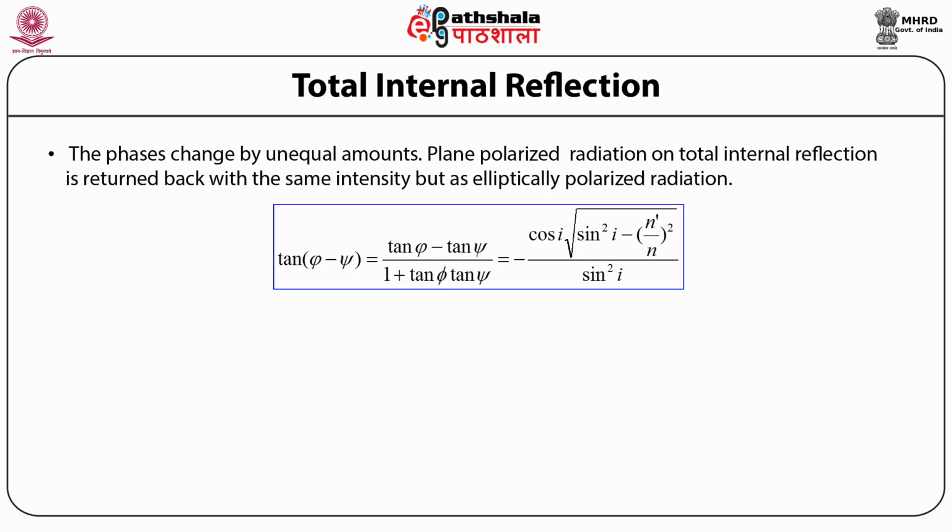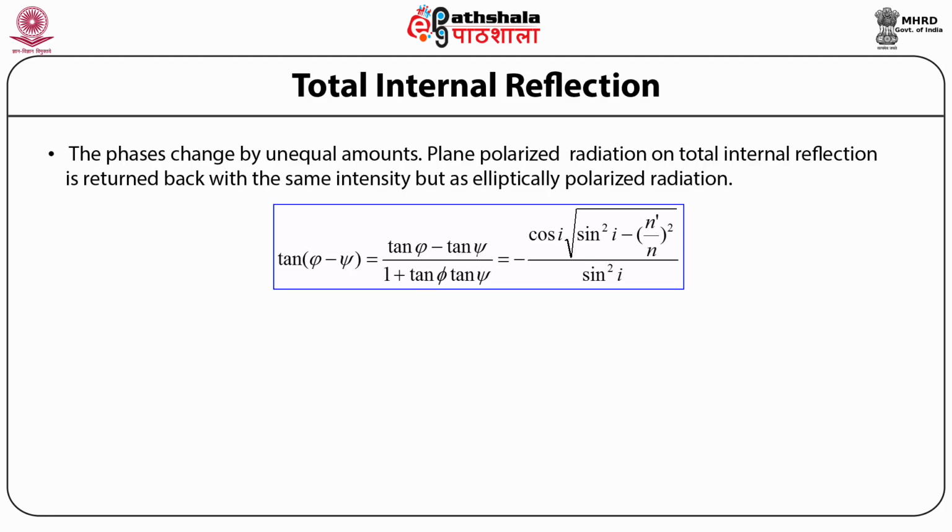Plane polarized radiation on total internal reflection is returned back with the same intensity but as elliptically polarized radiation, and we can then write down the relative phase difference. So we write down tan of phi minus psi is equal to tan phi minus tan psi upon 1 plus tan phi times tan psi, which is the identity, and after substituting from the above equations we get the result.